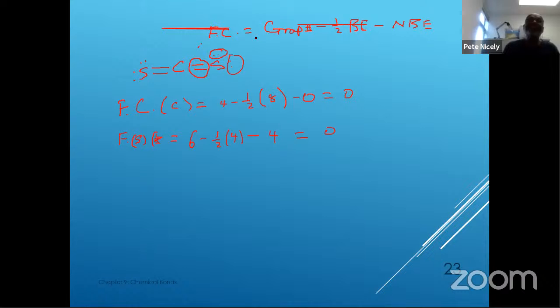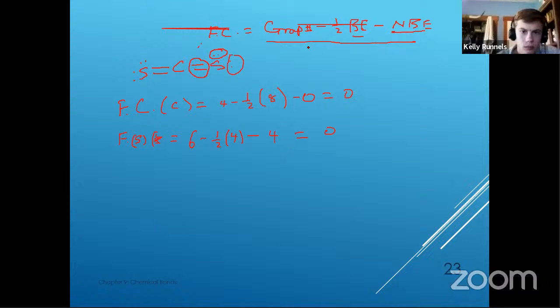So that's basically how you use this formula right here. It is the group number minus half the number of bonding electrons minus the number of non-bonding electrons. As I said before, this formula will become very important when it comes to determining the Lewis structure of certain molecules, all right? Any questions about this?